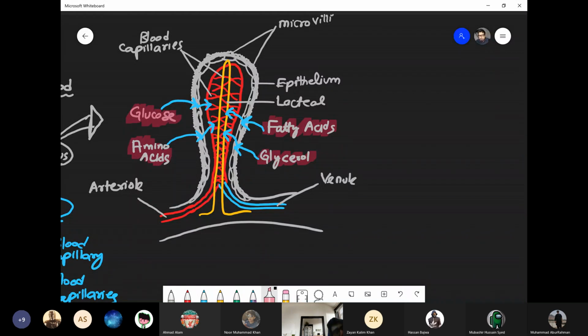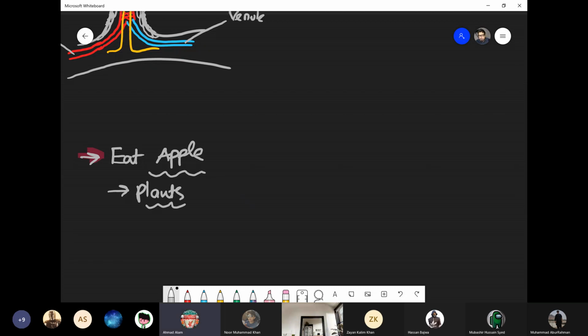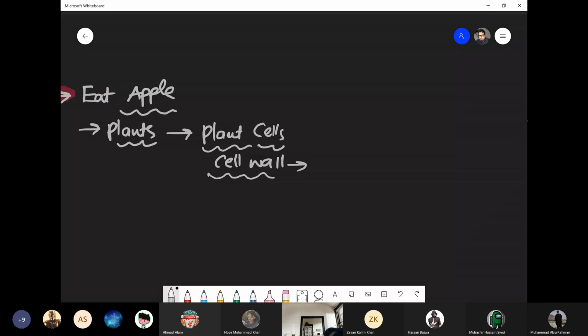Now, boys, let me tell you one thing. Let's suppose that you eat an apple. Now, where do apples come from? From plants, right? That means an apple is a plant product. Now, the cells of these plants have a cell wall. And the cell wall is made up of what? Cellulose.